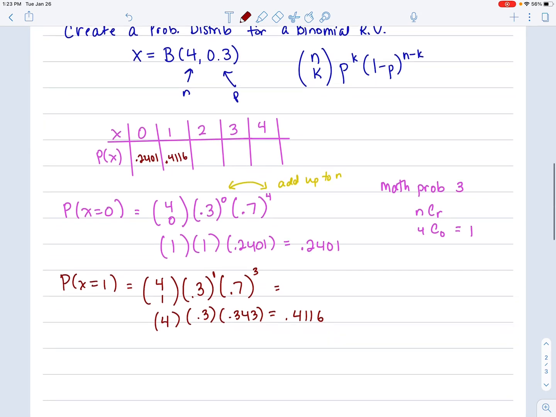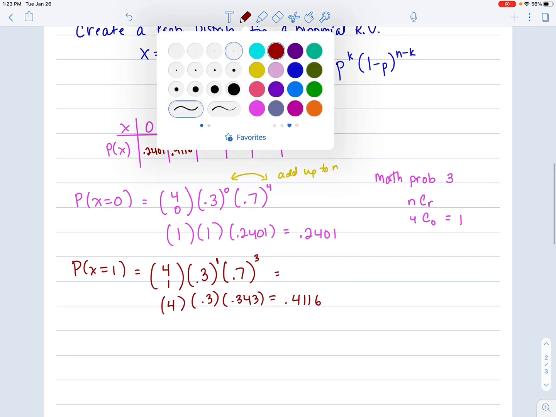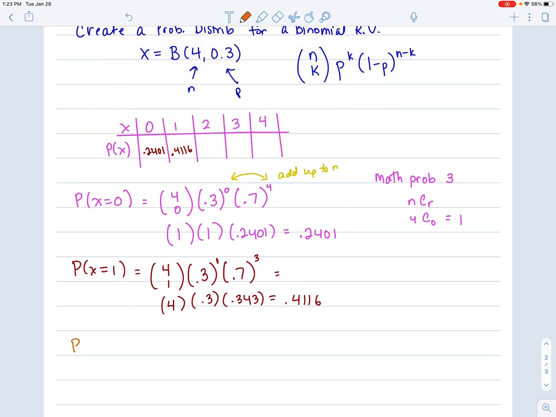And there is a way to get this entire table from the calculator, and I'm going to show you that too. But you have to know how to use the formula. So at x equals 2, it would be 4-2, 0.3 to the second, 0.7 also to the second, because those exponents will always add up to n. Put that in your calculator. That 4-2 comes out to 6. This is 0.09. This is 0.49. So that comes out to, when you multiply, 0.2646.